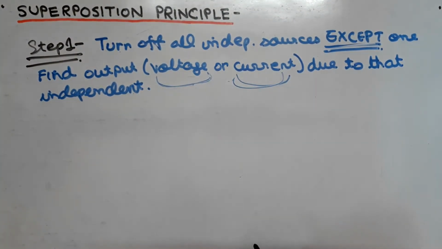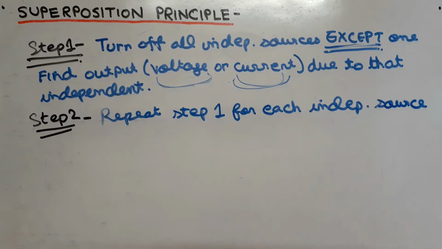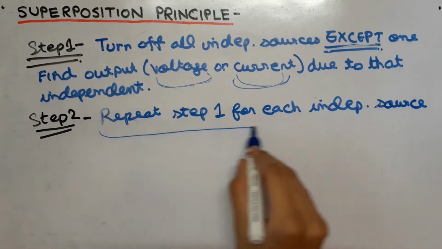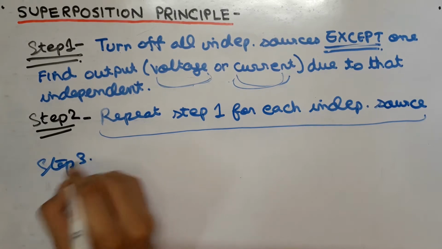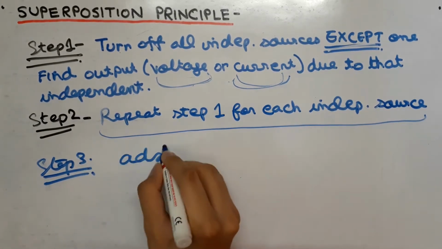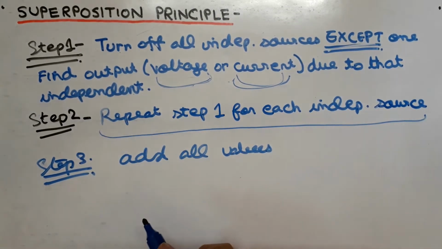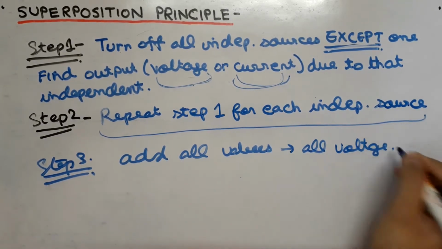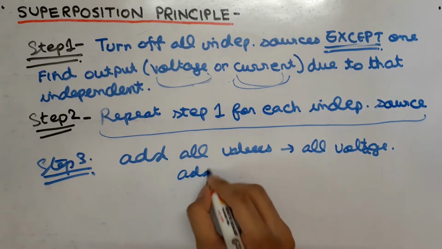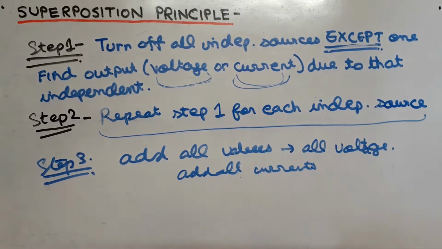Now we proceed to step 2. We repeat step 1 for each independent source. That is, we take each independent source at a time and solve the circuit step by step. The third step, step number 3, is to add all the values that we obtained in steps 1 and 2. That is, we add all the voltages and all the currents that we obtained in steps 1 and 2.